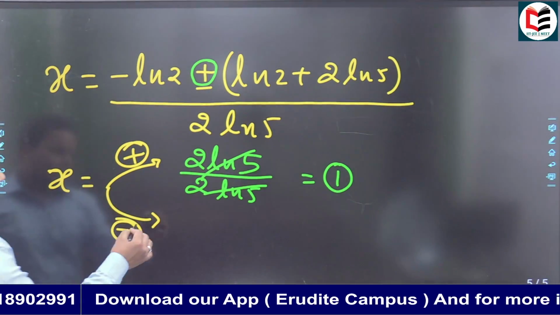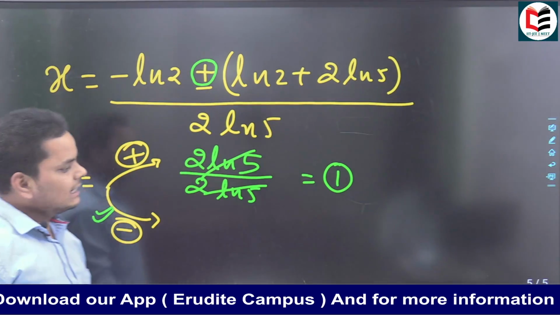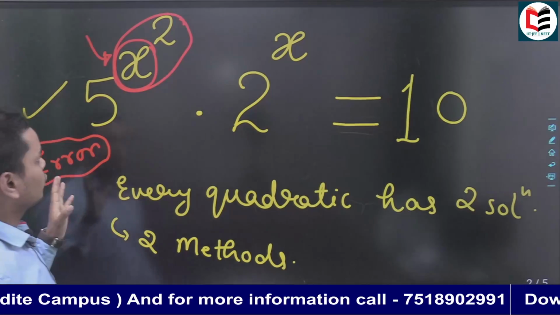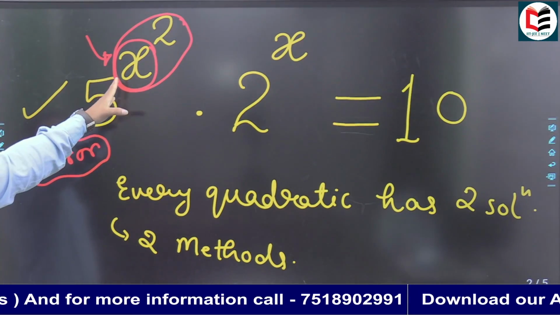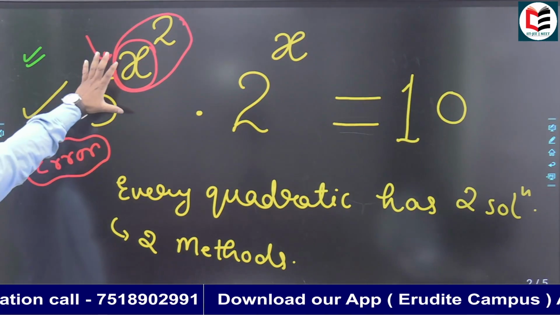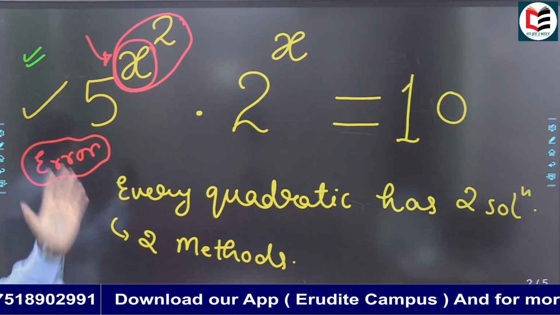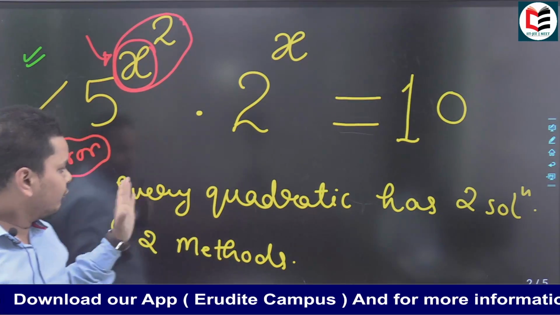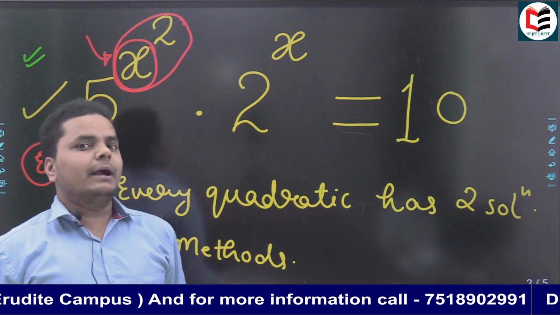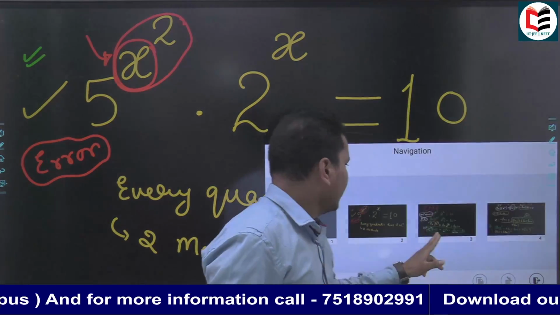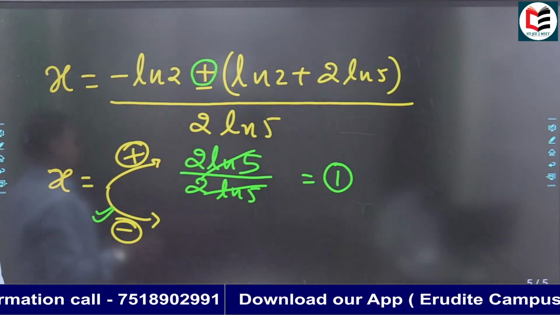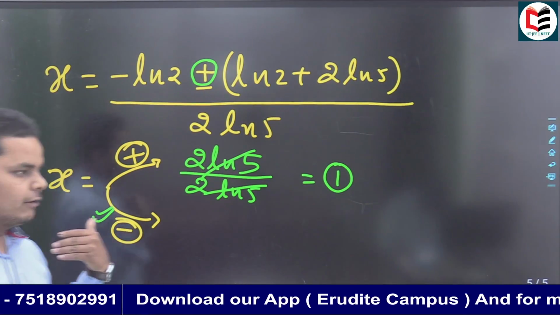Now we have to find the other solution. By the hit and trial method, you have already found the solution x = 1, but I have already told you that every quadratic equation has two solutions. By hit and trial you can't find the second solution, so we have to solve it by basic methods. First is the logarithm method, and the second type I will explain afterwards.